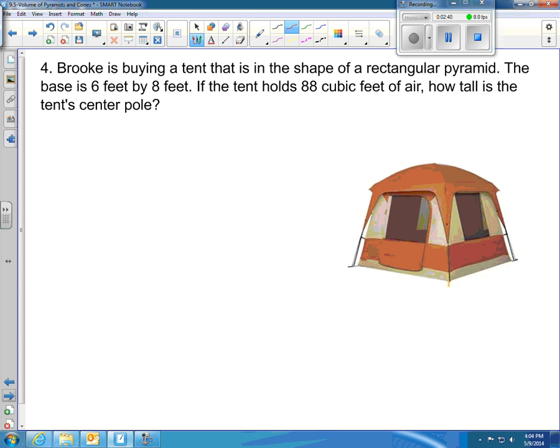Okay, number 4. Brooke is buying a tent that is in the shape of a rectangular pyramid. The base is 6 feet by 8 feet, and the tent holds 88 cubic feet of air. How tall is the center pole? Think about how tall the tent's center pole is. This is our height, so we need to find our height.